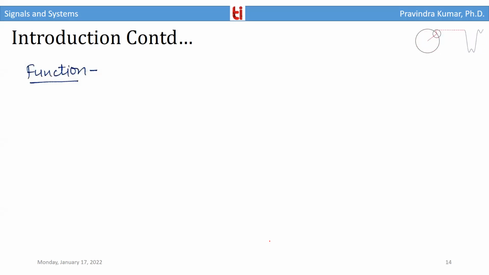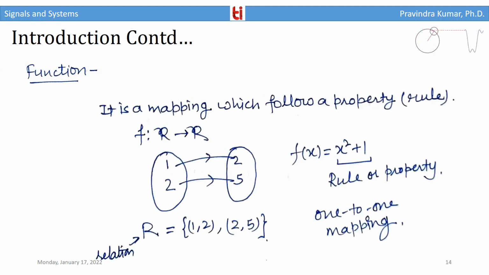A function depends on some independent variable, and that independent variable in almost all systems we use is the natural domain, the time domain. A function is basically a mapping or a rule by which I map my elements to another, their images. For example, take the function x square plus 1. If x is 1, it maps to 2, and if the value of x is 2, it maps to 5. So the relation R is: 1 maps to 2 and 2 maps to 5.